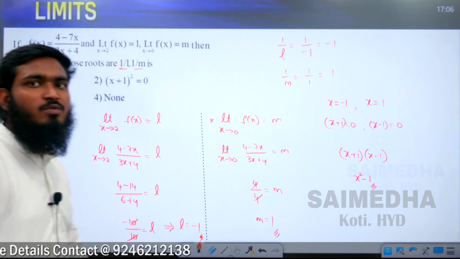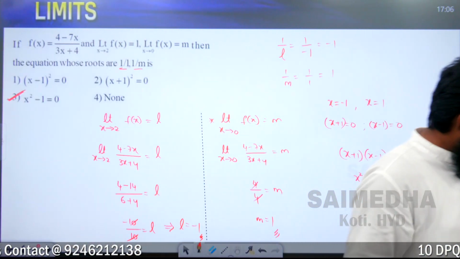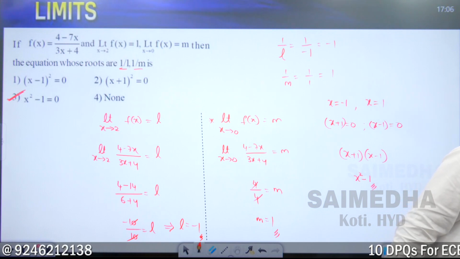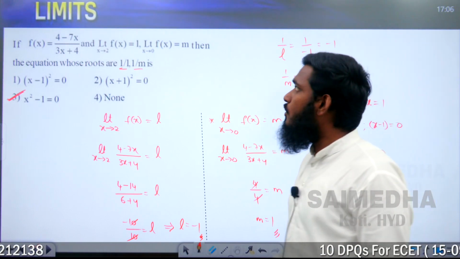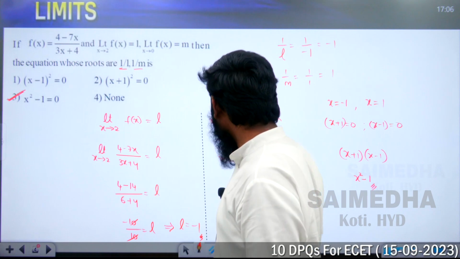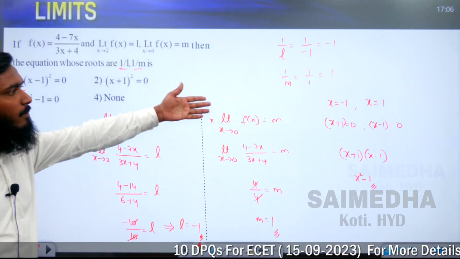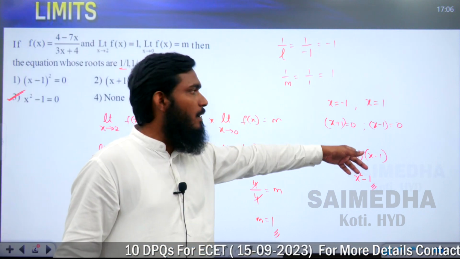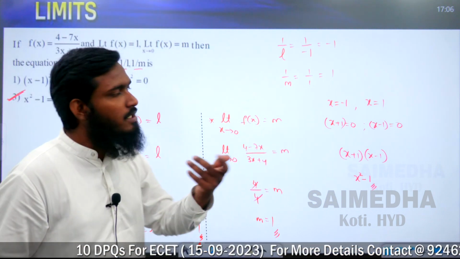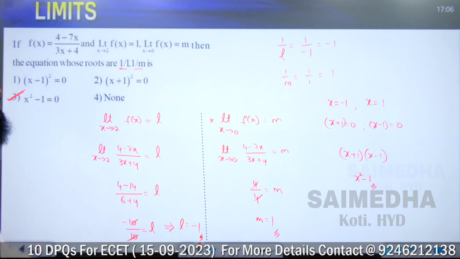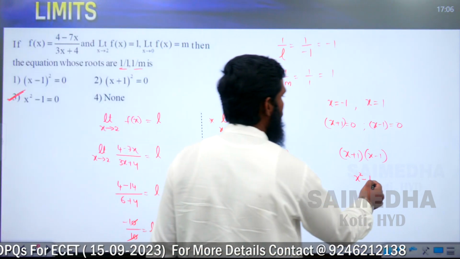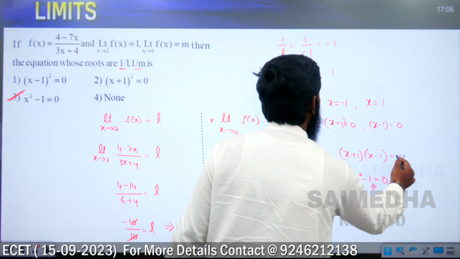So in this simple case, the same function was there, but we had two questions. With the help of the two questions, we found the L value and the M value. After finding them, we wrote it in factor form. Then multiplying those factors, we get the equation x square minus 1 equals 0. This part we have taken.